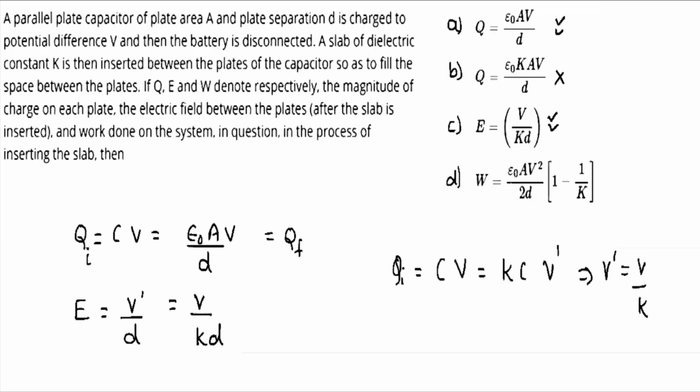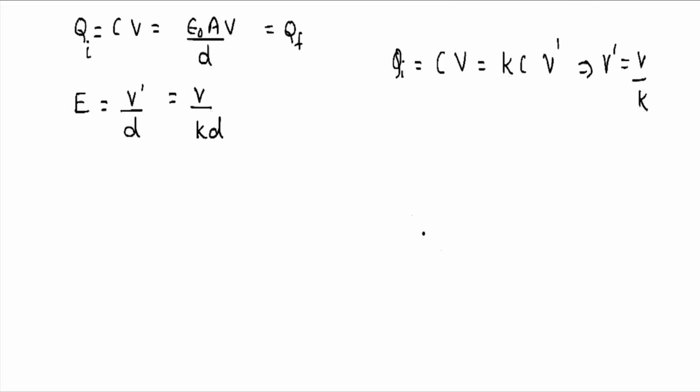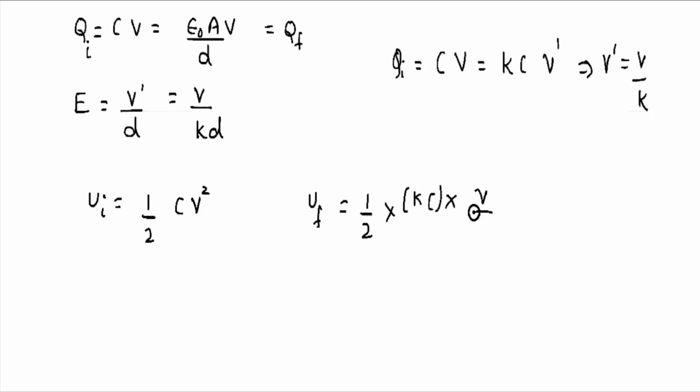Now what is the value of the work done? We can calculate this easily. Initially, what is the initial potential energy? It is half into C into V square. And what is the final potential energy? It is half into K C into final potential difference squared. The final potential difference is V dash, and we have calculated V dash as V by K, so it would be V by K square. So it is equal to 1 divided by 2 C V square divided by K, because one power of K gets cancelled.